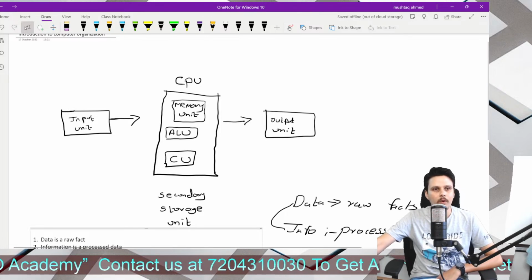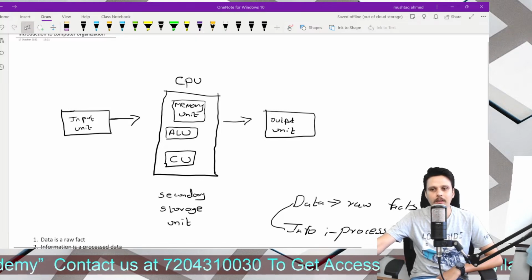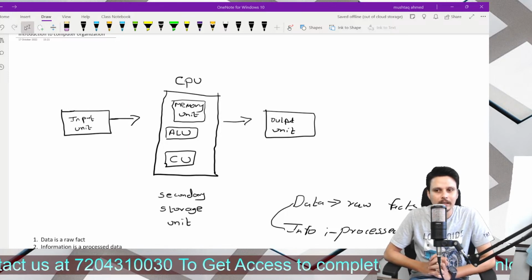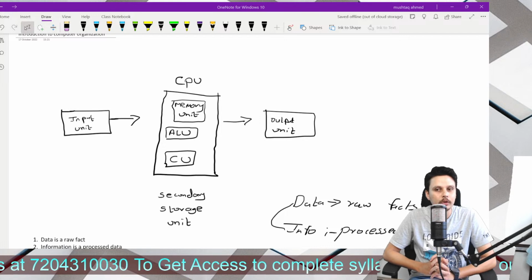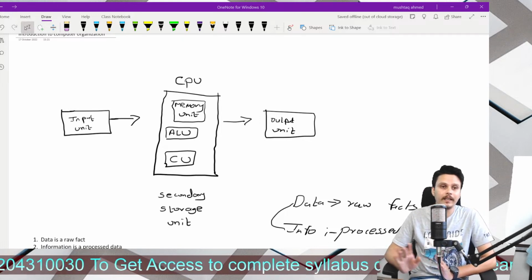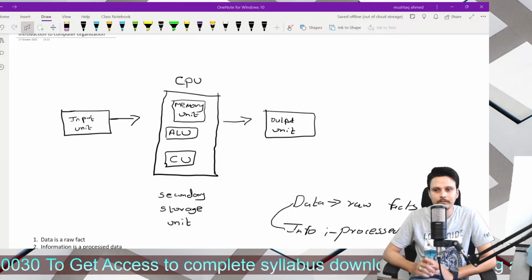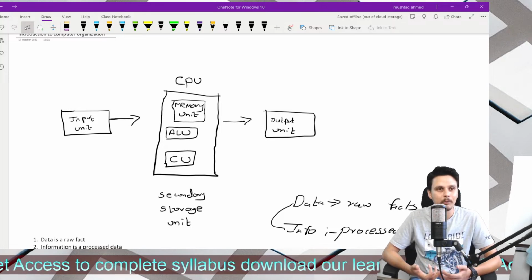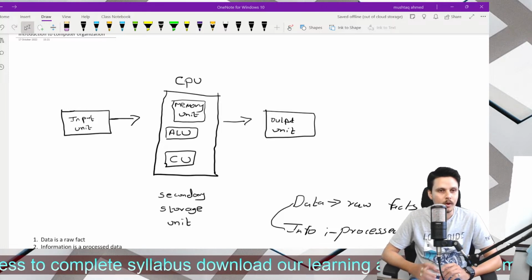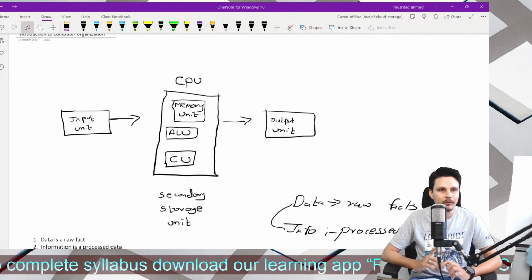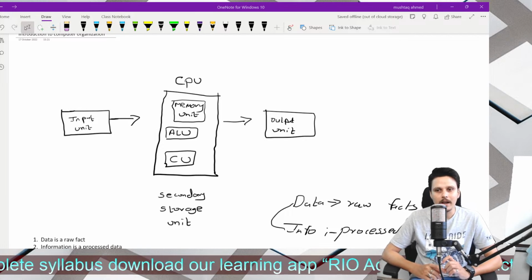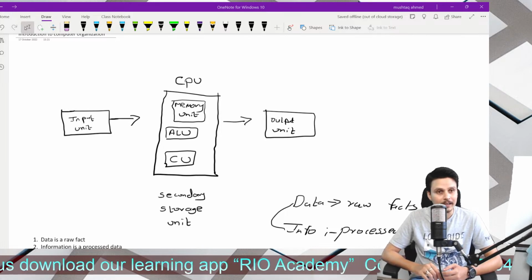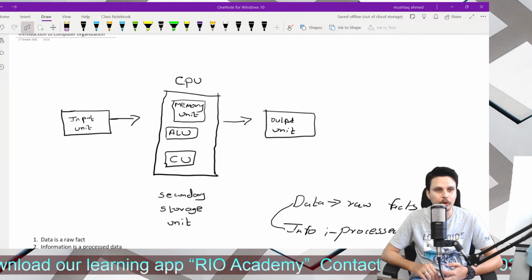So what are the examples of the input unit? Can you tell using which devices we can feed the data to the computer? It is keyboard. Using keyboard, we can feed the data to the computer. Whatever you type using keyboard will be sent to the computer. Another example for input unit is mouse and scanner. Scanner is also an example for the input unit.